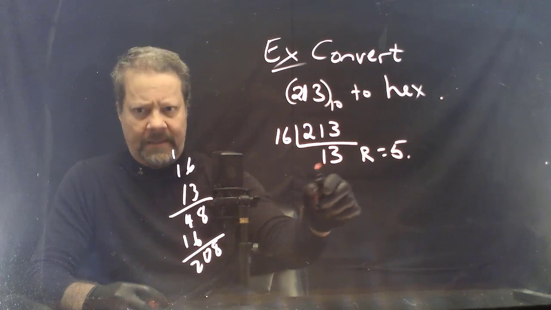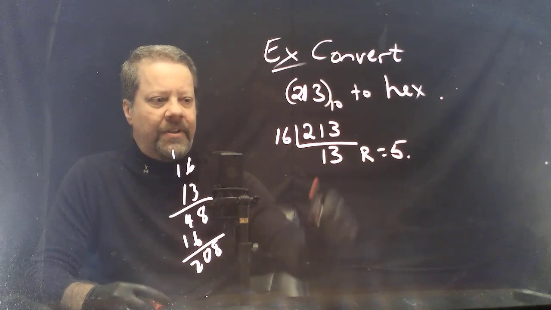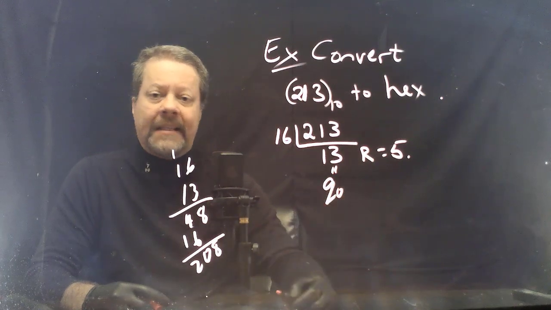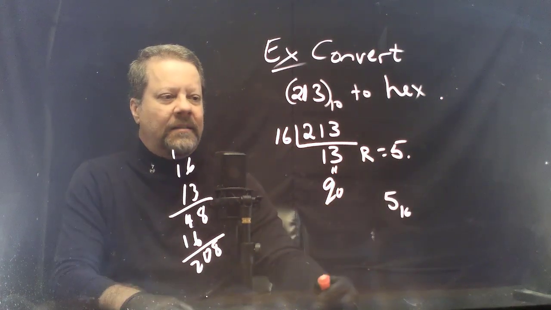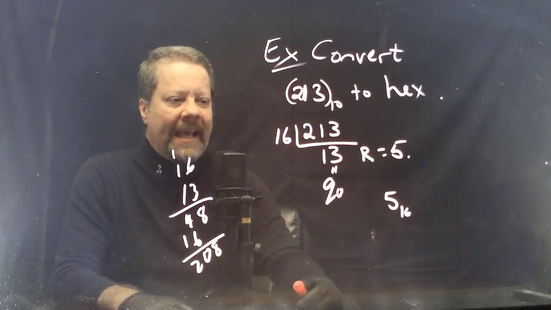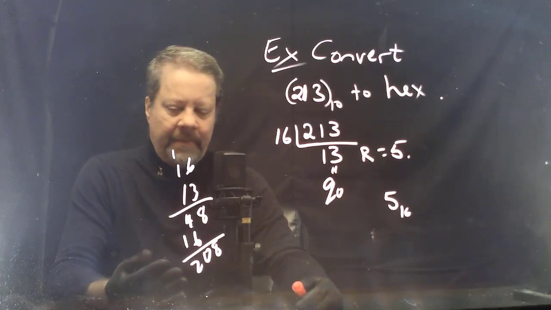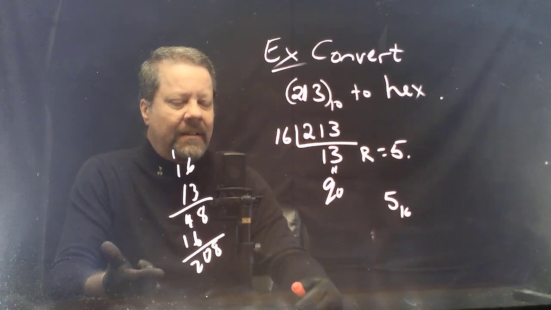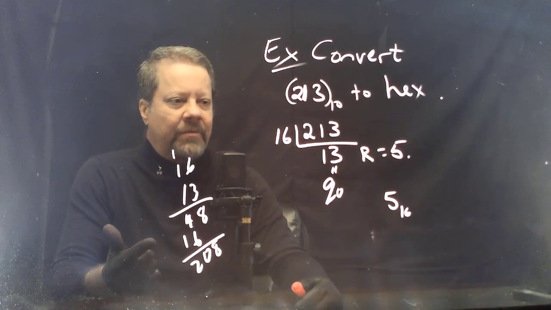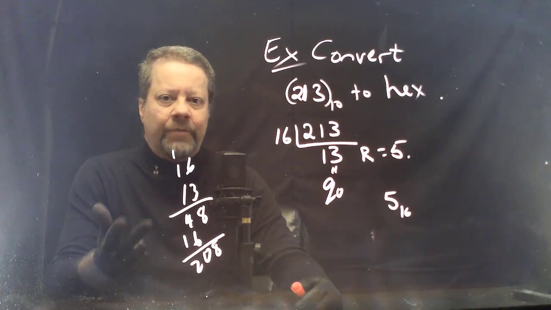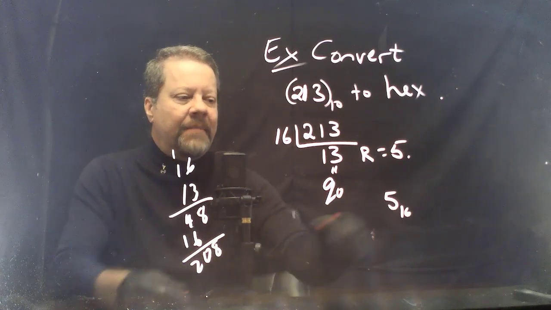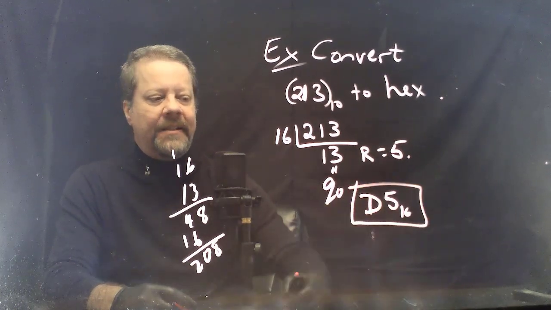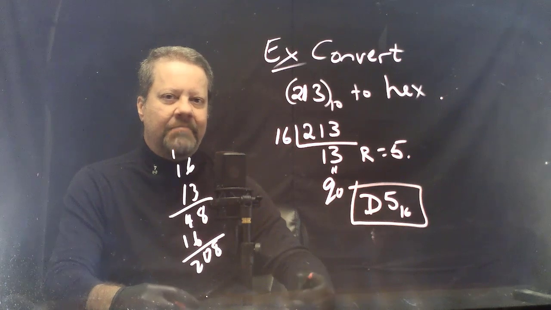So 5 is going to be the first digit. Notice that we have left over this Q0, which is 13. That's smaller than 16. So what is the 13 symbol in hex? Well, we have 0 through 9. 10 would be A. 11 would be B. 12 would be C. 13 must then be D. So the representation in hex is D5 in base 16.